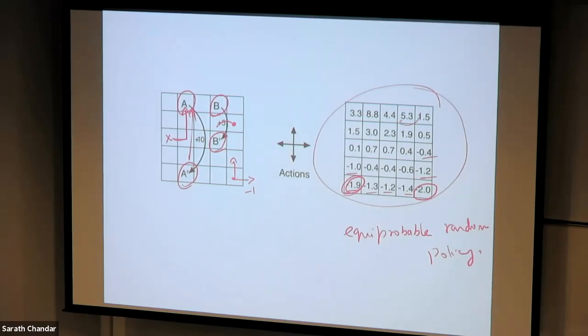State B, which has actual return of 5, is estimated higher than 5. On the other hand, state A, which has a return of 10, is estimated lesser than 10. So can someone tell me why? Why is the question?